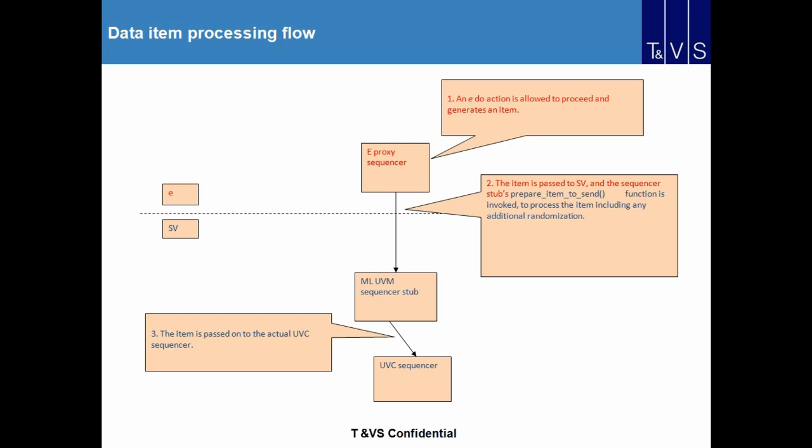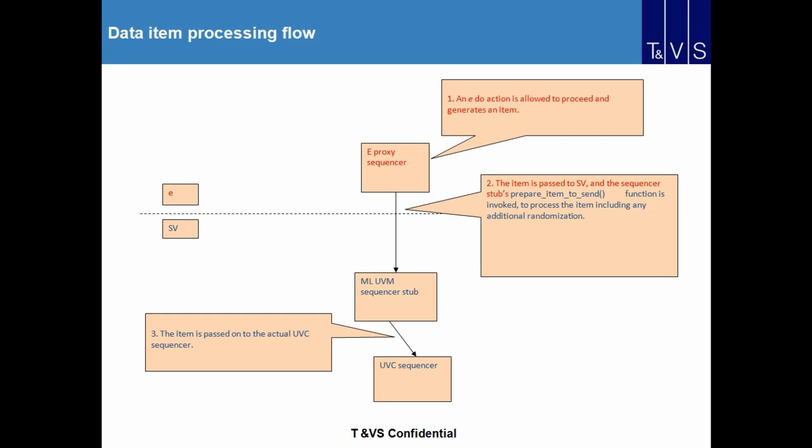I think this picture would explain most of our previous discussion. Whatever you see in red is the E world, and whatever you see in blue is the SystemVerilog world. Here is the eProxy sequencer. Whenever you do a do action, it is allowed to propagate, generate an item and pass it to the multi-language sequencer stub. The item is passed to SV and the sequencer stub.